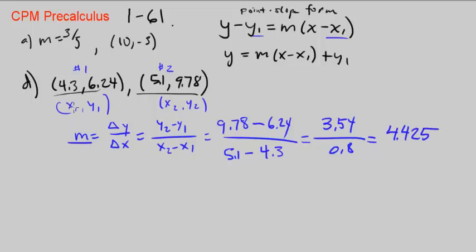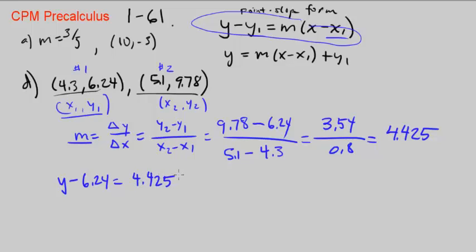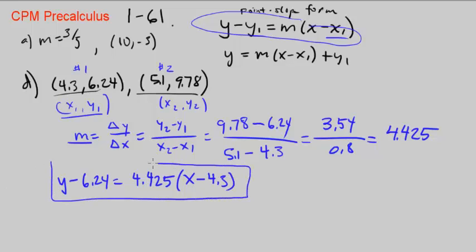So we have the slope now, and we have a point. Again, we can choose either one of these points with this slope, and we're always going to have the same line. So y minus y1, 6.24, using our point-slope form, equals our slope, 4.425, times (x minus x1), which is 4.3. And that's the point-slope form of the line that passes through these 2 points. Alright, so this ends Chapter 1, CPM Precalculus, number 61.